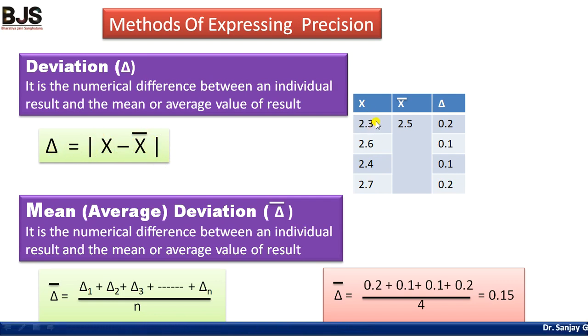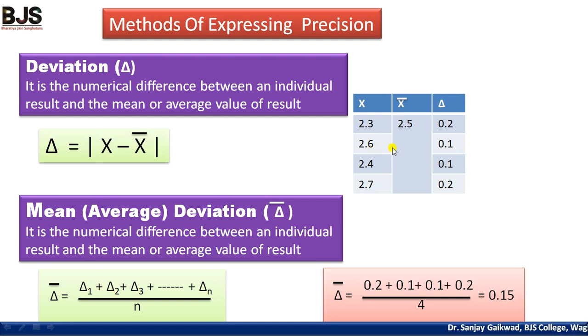Now for example, in one case, 4 students get these results: 2.3, 2.6, 2.4, 2.7. The average value of this is 2.5, and how much does the observed value of the first student differ from the true value or average value? This is delta equal to 0.2.